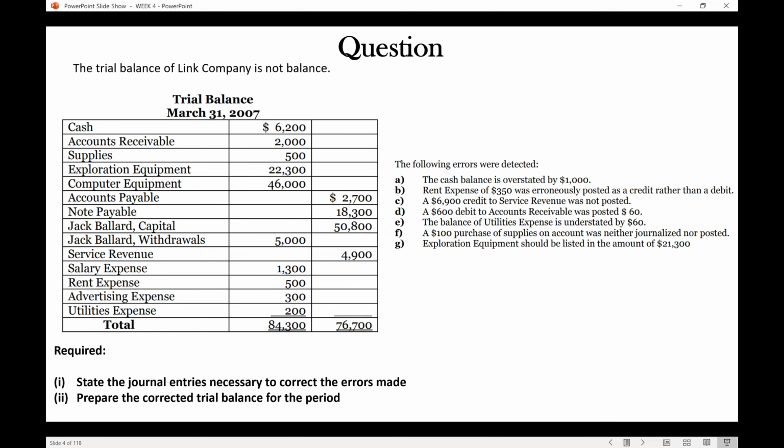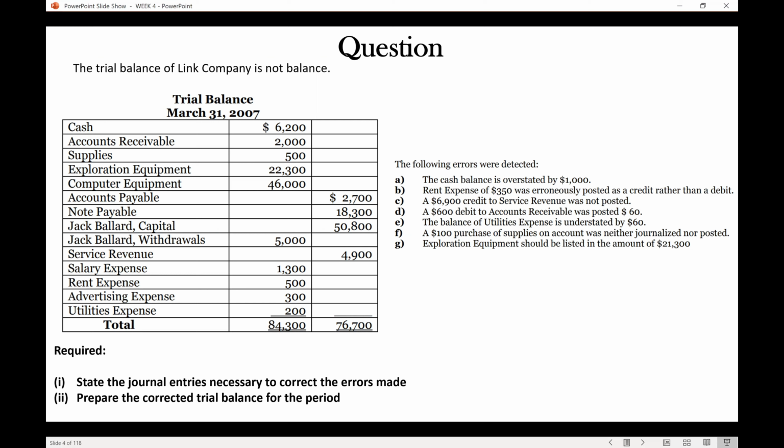So our question for today, we have the trial balance of Linked Company. As is stated, it is not balanced. And we know that in order for our final financial statements to be correct, our trial balance must be balanced, right? So we're noting to the side that we have a few errors that were detected, right? So these errors should help us to balance our trial balance once we finish with them, right?